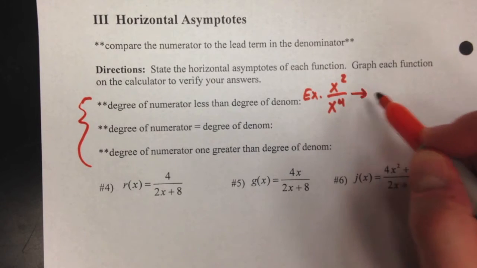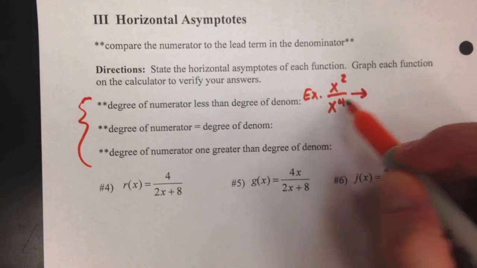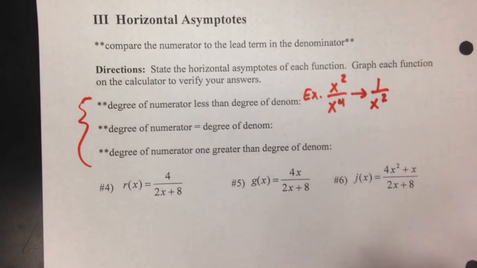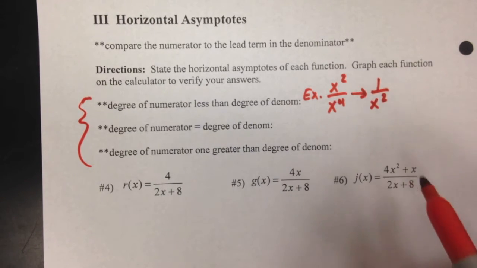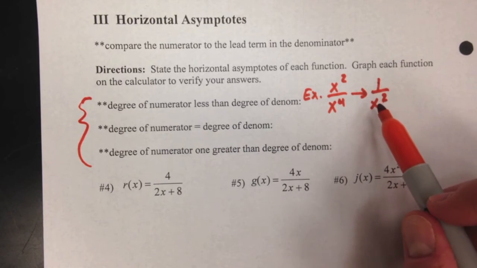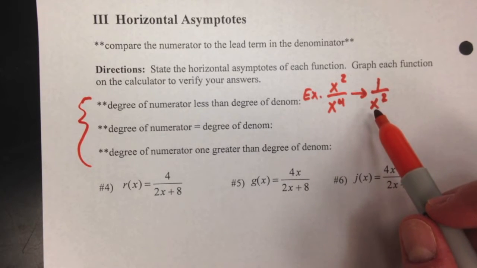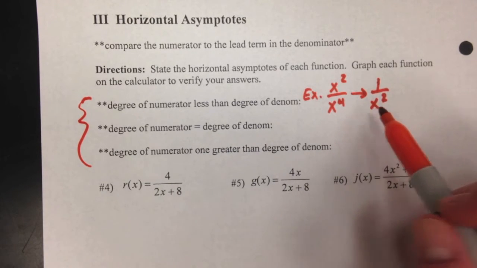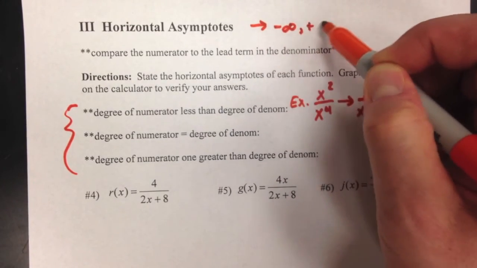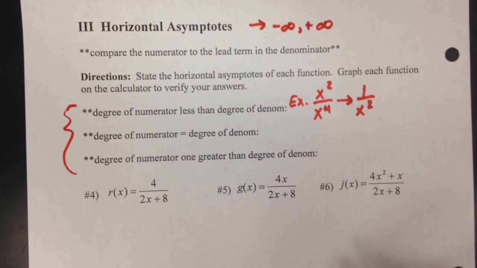First of all, we can simplify that. I could divide that, and what I would get is 1 over x squared. Now notice that there's going to be a 1 up top, so the only number that would change if I plug in values is going to be the denominator. The horizontal asymptotes are what you get as you approach negative infinity and positive infinity. It's the values that come out of that.